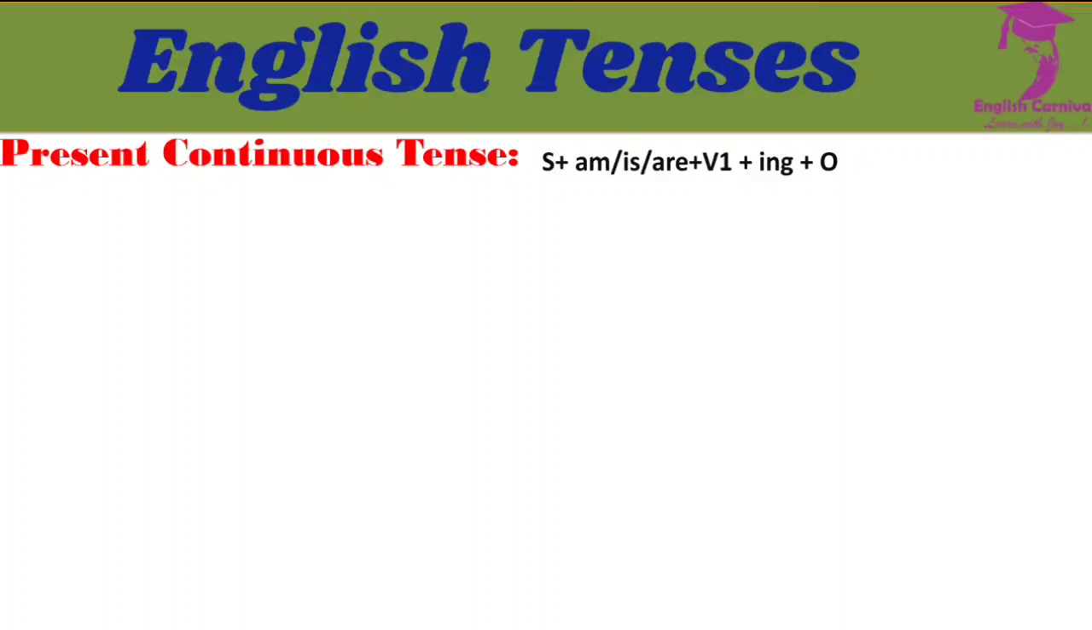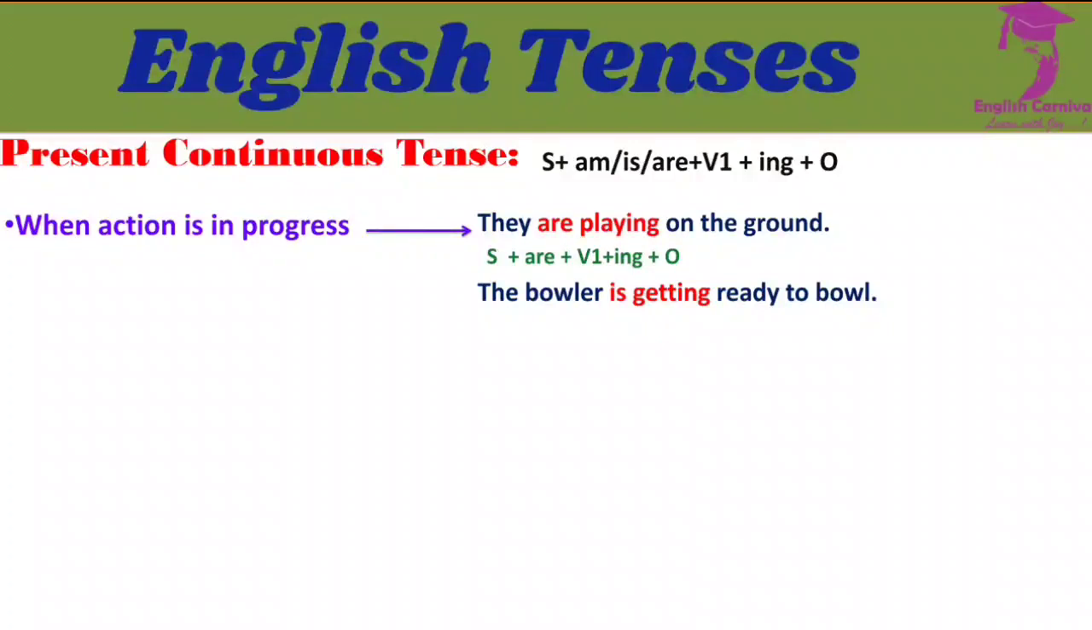Friends, here also there are certain situations in which we are supposed to make use of this tense, and those typical situations are when action is in progress. If we are watching the action, we are the witness of that particular action, and the action is going on, then we are supposed to make use of this tense. For example, they are playing on the ground and you are watching them. So here the use of are, this is the form of be, main verb that is play, which is there with ing form, and the rest of the part of the sentence. The second example is also the same. The bowler is getting ready to bowl.